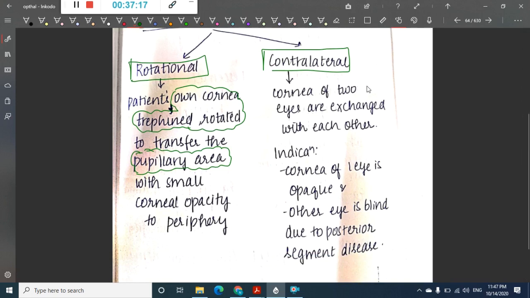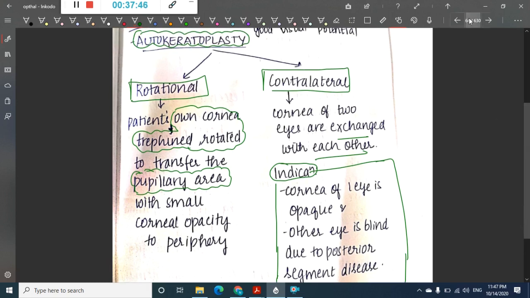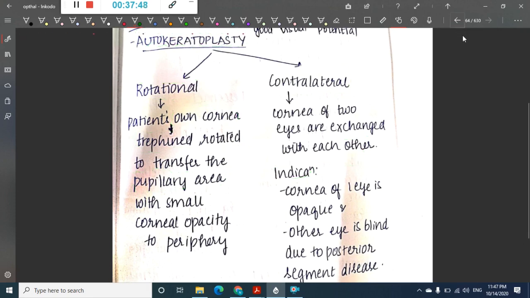Then we have contralateral. In contralateral, the cornea of one eye is exchanged with the other. What are the indications of contralateral corneal transplantation? The main indication is if one eye has an opaque cornea and the other eye is blind due to posterior segment disease. In that case we can do autokeratoplasty.